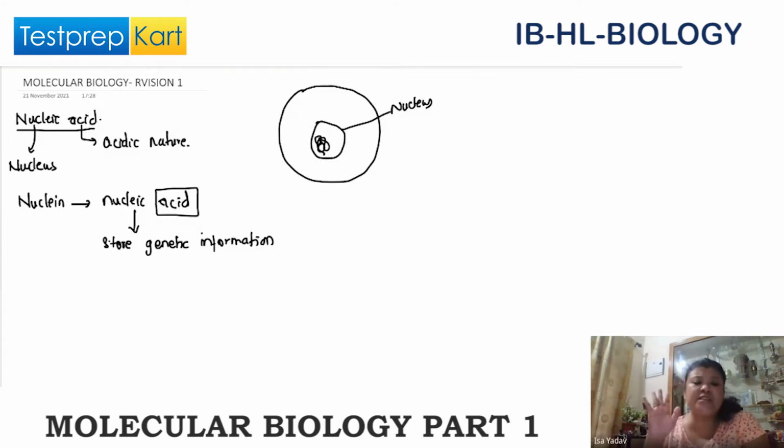Whatever function takes place in the body, doesn't matter what it is. Production of hemoglobin, how much hemoglobin is produced in your body, how much is produced in my body, that is also stored in our genetic material. In fact, whatever is happening in our life, every bit of information is stored in the genetic material. This is one of the most important points that you need to know. They store genetic information.